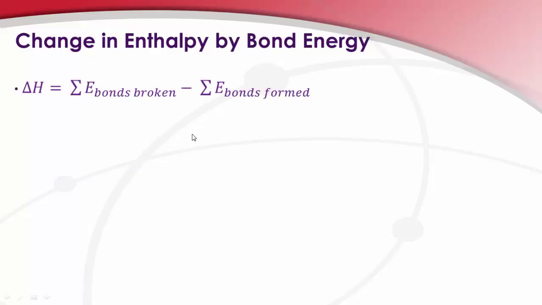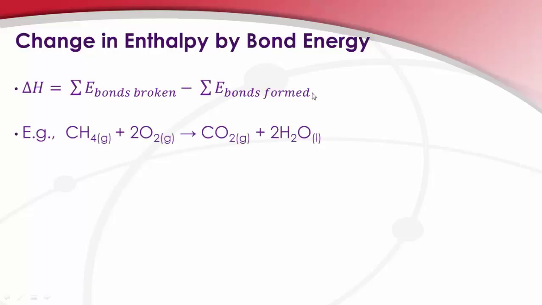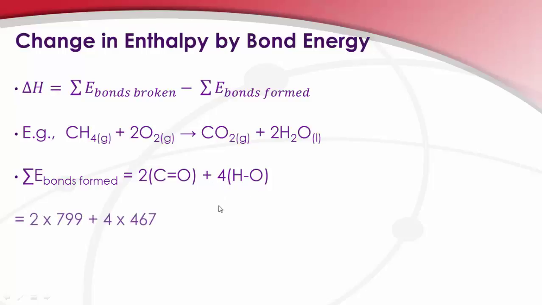We can figure out the energy that we would get out by seeing what happens when we form the bonds. The sum of the energy from the bonds formed is 2 carbon-oxygen double bonds plus 4 hydrogen-oxygen bonds. We look them up in the table, and we get 3,466 kilojoules per mole. So if we were to take all those atoms individually and allow them to bond together, we would get 3,500 kilojoules per mole.